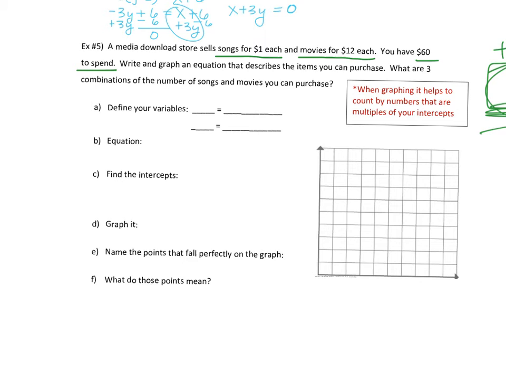So you're gonna start with defining your variables. What are the 2 things we're talking about? Movies and songs. So we're gonna call S songs, and we're gonna call M movies. Okay. Now, we're gonna come up with an equation for this in standard form. Ax plus By equals C. Does anyone see what that equation's gonna be? Remember, we have this, and we have that. 1 x plus. No, what's your variable?